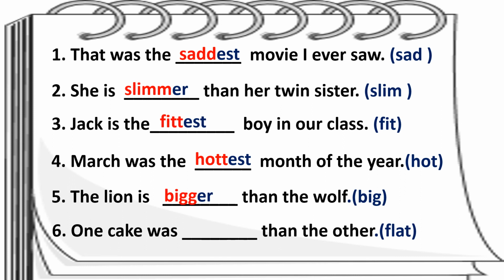The lion is bigger than the wolf. You are comparing two things, the lion and the wolf. Therefore, we add ER, and we have the short vowel sound, the I sound, so we double the G. One cake was flatter than the other. We double the T because we have a short A, and you are comparing two cakes. So therefore, we add ER. So pause the video and check your answers. Good job.